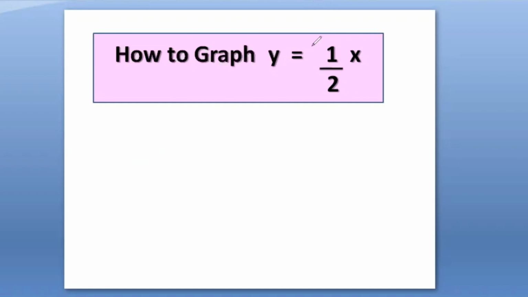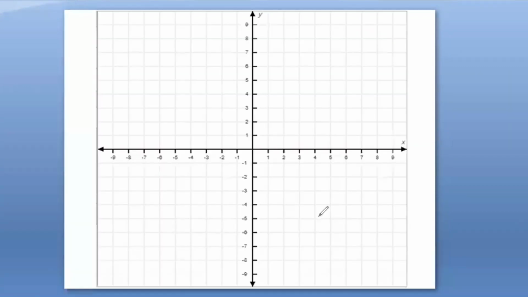Now move on to the next question: how to graph y equals 1 over 2x. Here our slope is positive. Again we have a 0 intercept, so the y-intercept point is 0 and our first point is 0. I can graph this equation without a table. How? Our first point is 0, and our slope is 1 over 2.